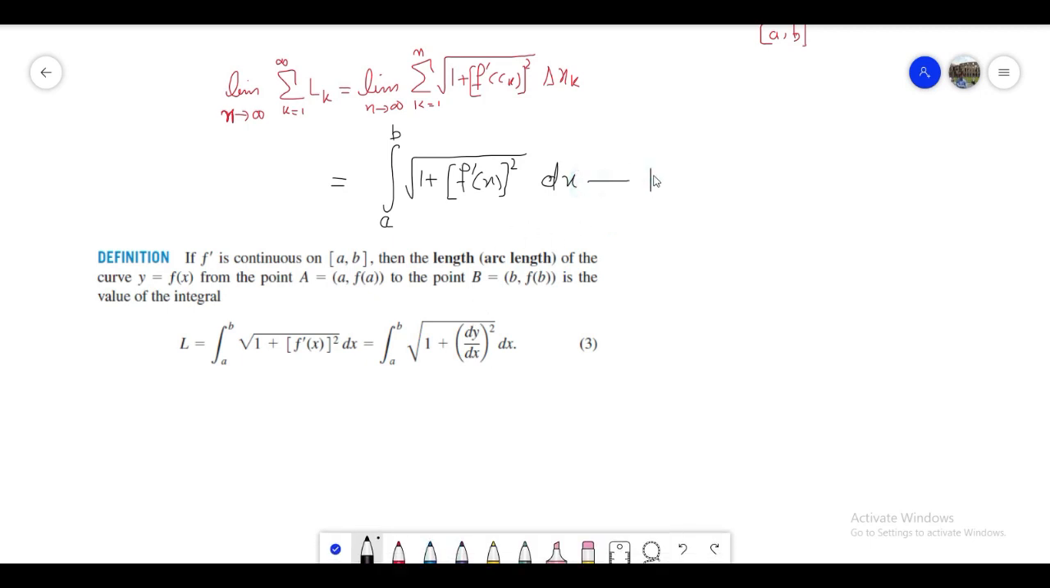Let me call this equation 1, and let me say this is equation 2. They're the same that we have built. Of course, f dash of x is dy by dx, the first derivative. By this formulation, we can compute the arc length. So I will just move to the question.